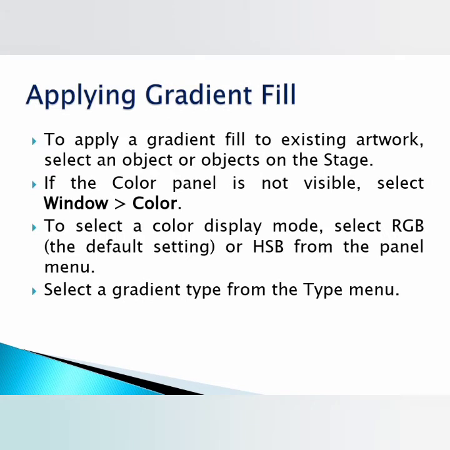Now how can we apply gradient fills? To apply a gradient fill to existing artwork, select an object or objects on the stage. If the Color panel is not visible, select Window and then Color. To select a color display mode, select RGB, which is the default setting, or HSB from the panel menu. And finally select a gradient type from the Type menu.